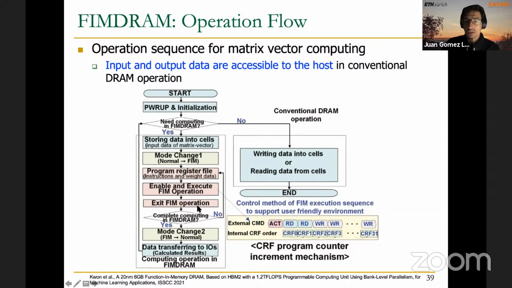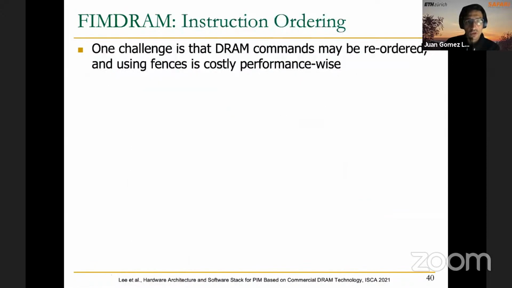After we terminate the execution, this may be more than 32 instructions, as I said, in total executed in this FIM mode. The reason is that some of these instructions may be jumps, and we may repeat this sequence of 32 instructions more than once. And after that, we will exit the FIM operation, the processing in memory operation, and then depending on what we want to do next, we may load new instructions to the CRF registers, or go back to the normal mode and then transfer the results to the host, or read the results from the host in the normal mode.